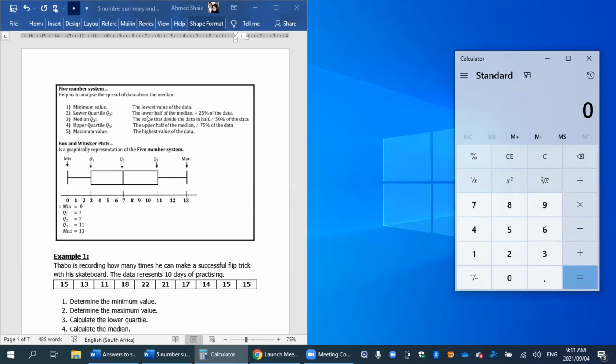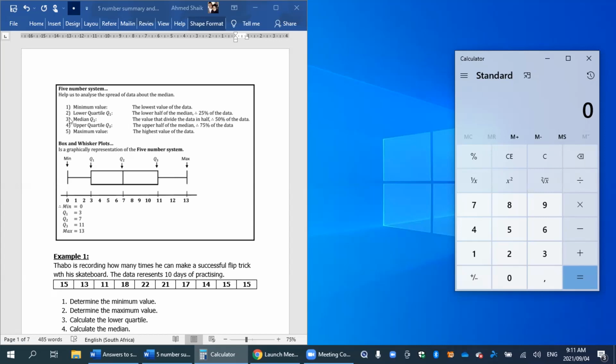We look at the second value of your 5-number summary, and that is the lower quartile, which is Q1. Q1 is the lower half of the median, and it represents 25% of the data. This is a box and whisker diagram. The box and the arms represent the whiskers. The left-hand side of your box represents Q1, and as you can see, they've calculated 3 to be the lower quartile, or Q1.